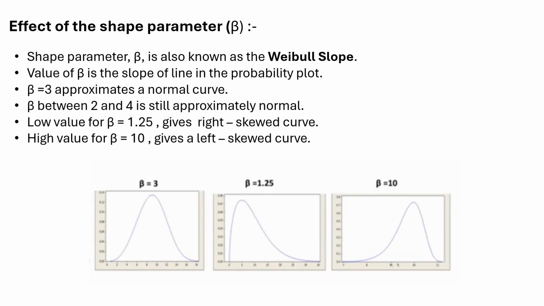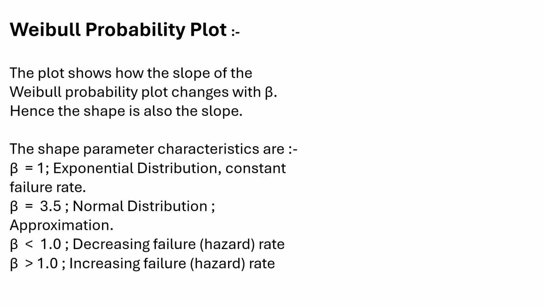As you can see, the value of beta equal to 3 approximates a normal curve. The value of beta between 2 and 4 is still approximately normal. A low value of beta, let's say 1.25, gives a very right-skewed curve, and a high value of beta, that is 10, gives a left-skewed curve. So now, what is a Weibull probability plot? This Weibull probability plot shows how the slope of the Weibull probability changes with beta. Hence the shape is also the slope.